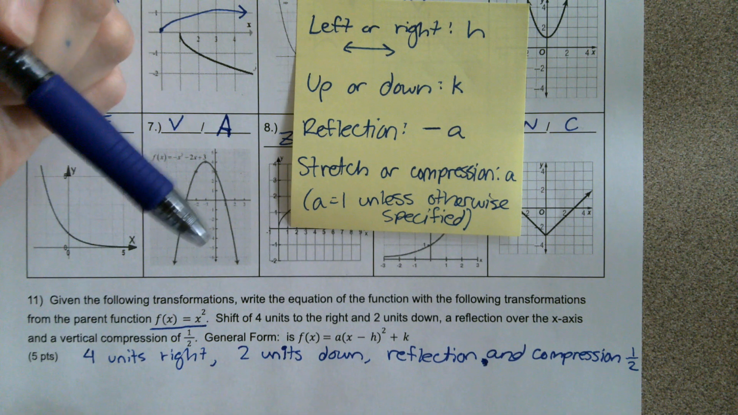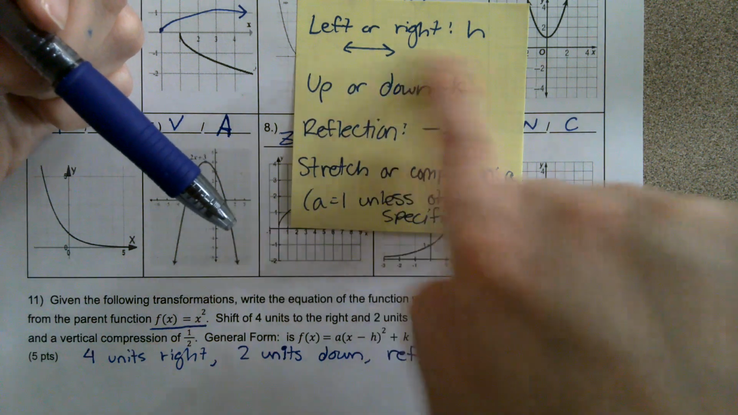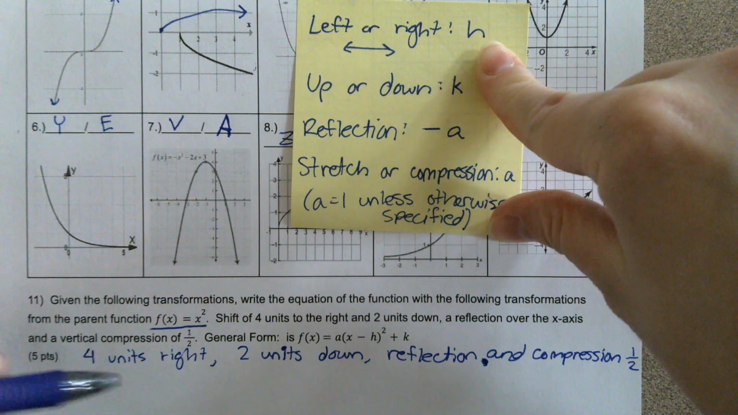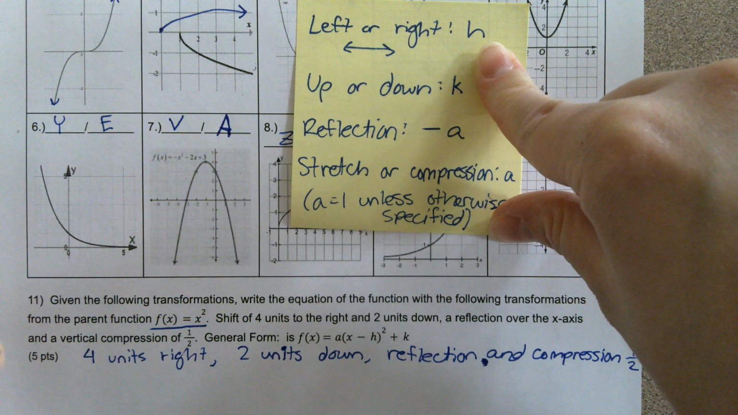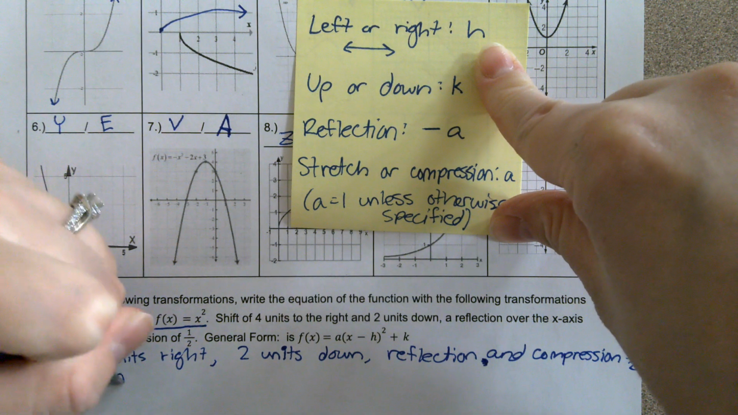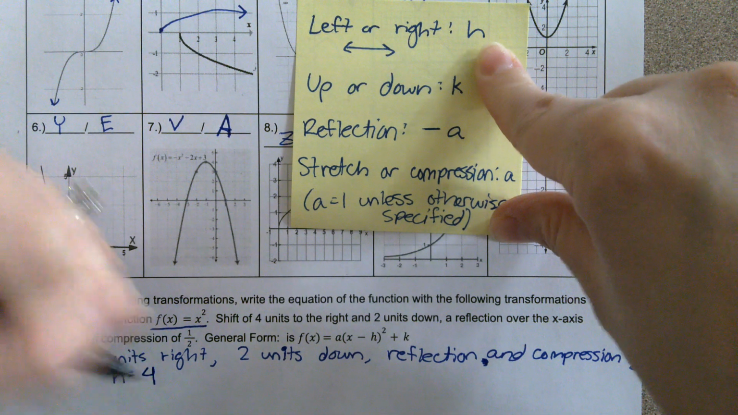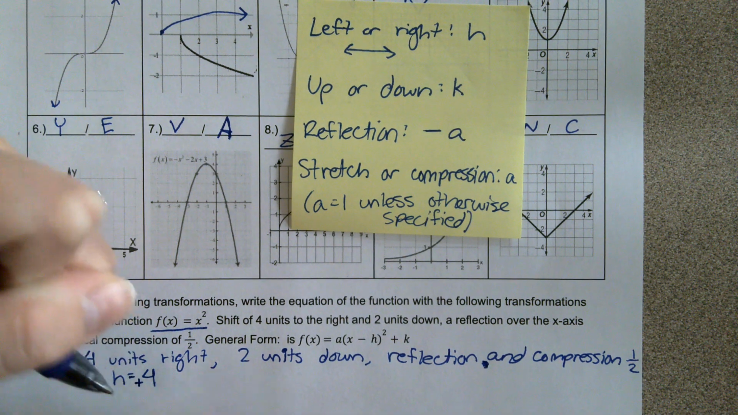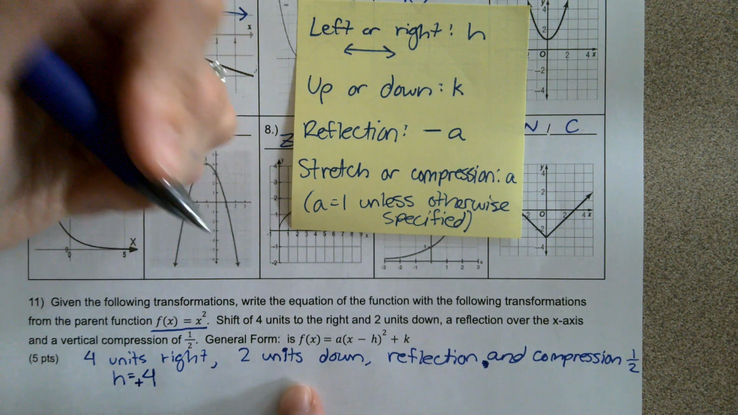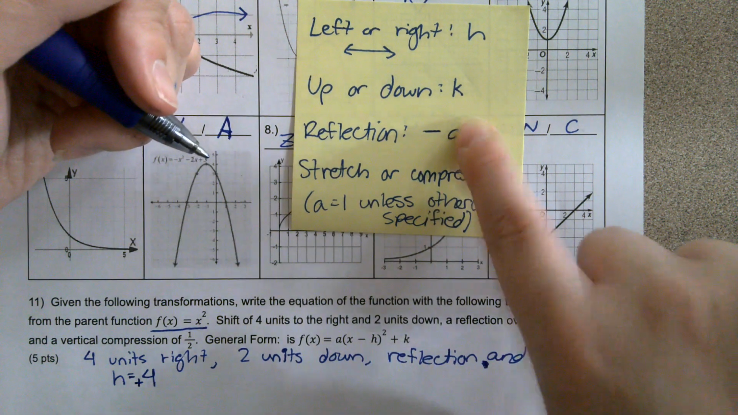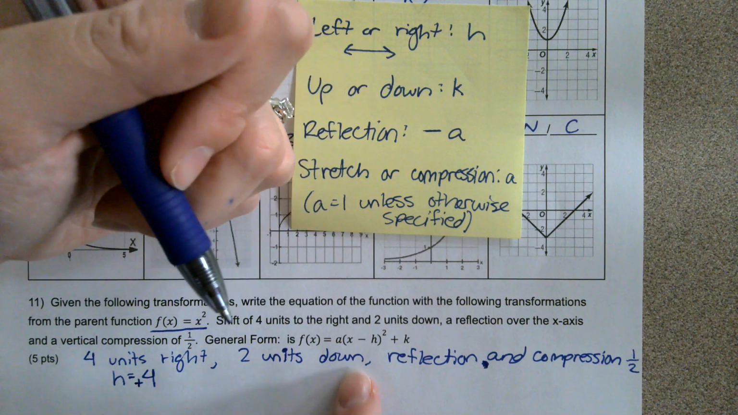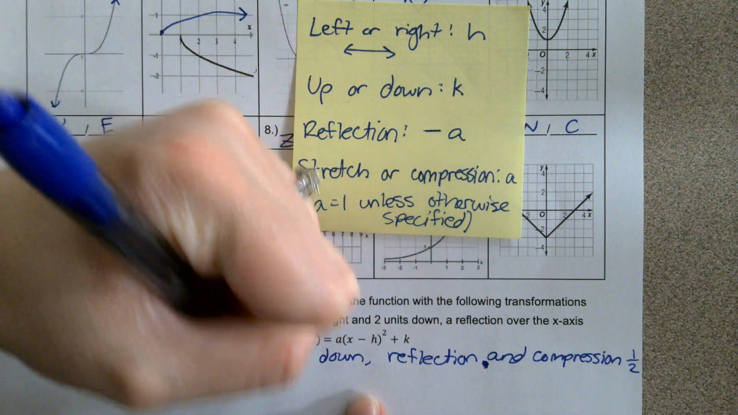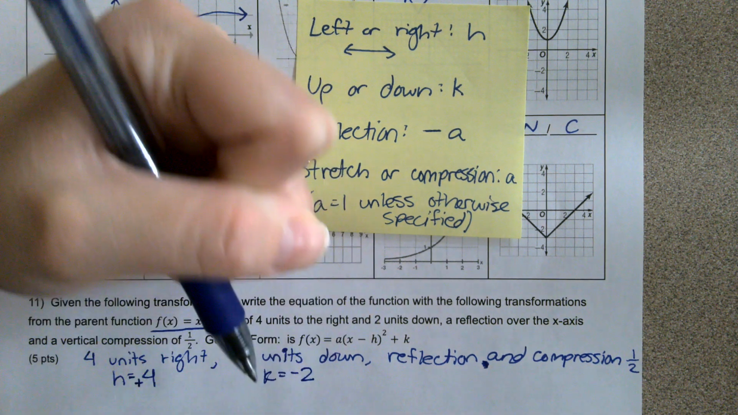Okay. So we have 4 units right, left or right, that's an H. Now 4 units right, that's a positive movement. So H equals 4. It's a positive 4 since we're moving it to the right. I'll just write it as a plus 4 to specify. 2 units down, up or down, that's K. So now down is a negative movement. So K equals negative 2.